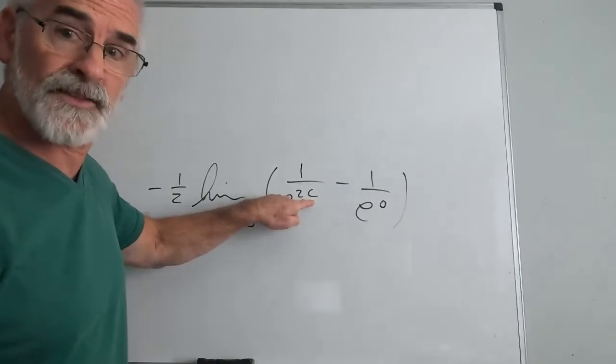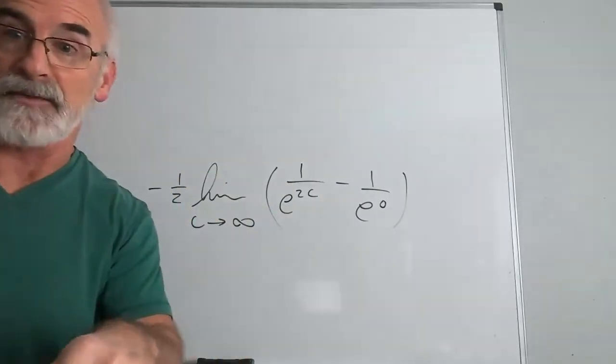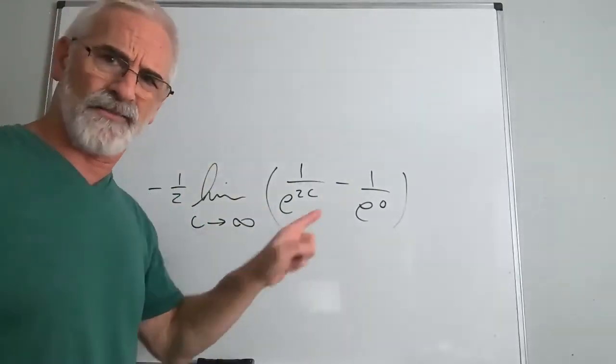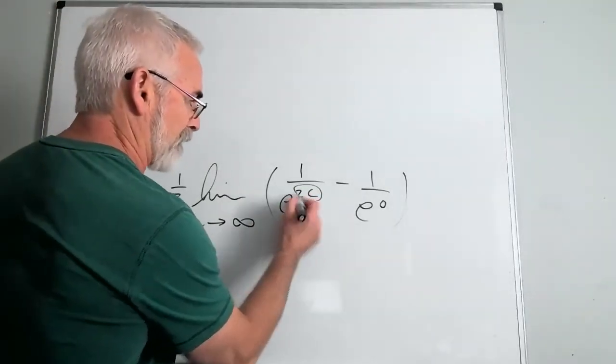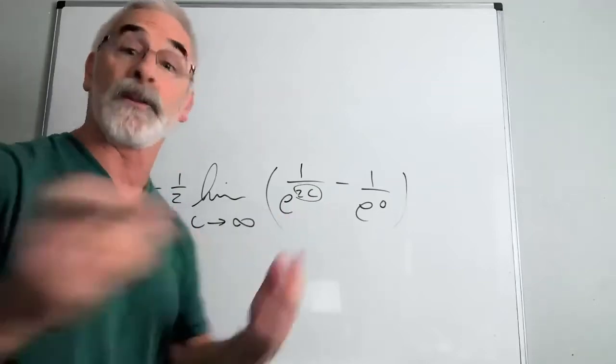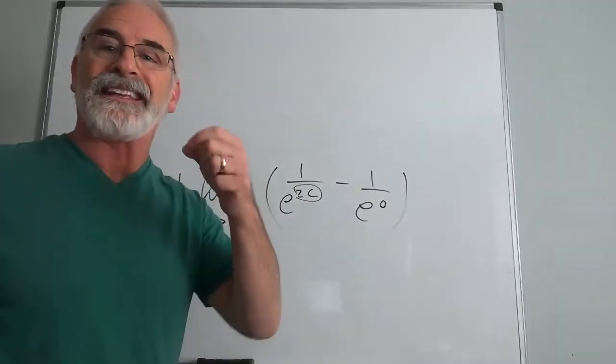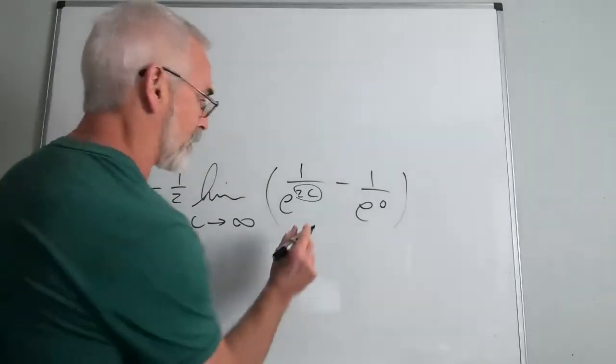Depends what C is doing. Is C going to 0? Is C going to 5? Is C going to infinity? Do you agree? It kind of depends on what C is doing. Okay, as C grows without bound, this exponent's growing without bound, which means my denominator's growing without bound, which means it's getting infinitesimally small. So that's equal to 0.